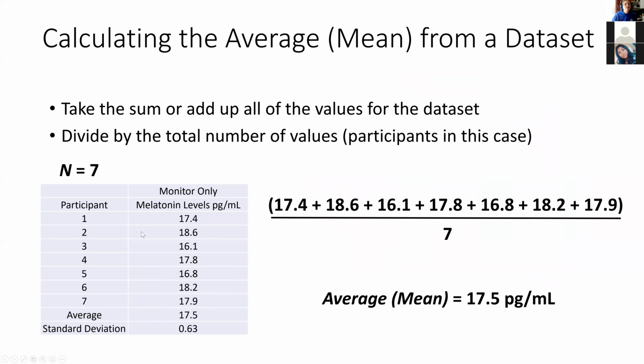So they would have their participants. This is the monitor only group, right? And then they were measuring the melatonin levels at specific time periods. And so this is the 1 a.m. time that they gathered their data. And then for the 7 participants, they would all have a range of melatonin secretion during that time. And then what's shown in the histogram is the average and the standard deviation, right?